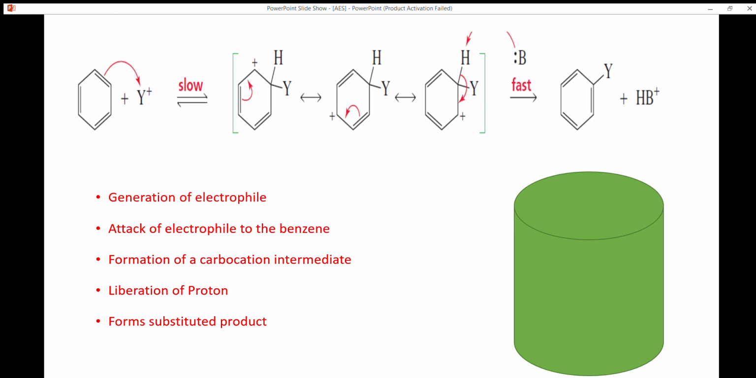And finally, if you want to see the conclusion, we can make a clear conclusion that electrophilic substitution reaction is the addition of electrophile followed by the elimination of proton. So adding electrophile and eliminating the proton finally leads to your substituted product.